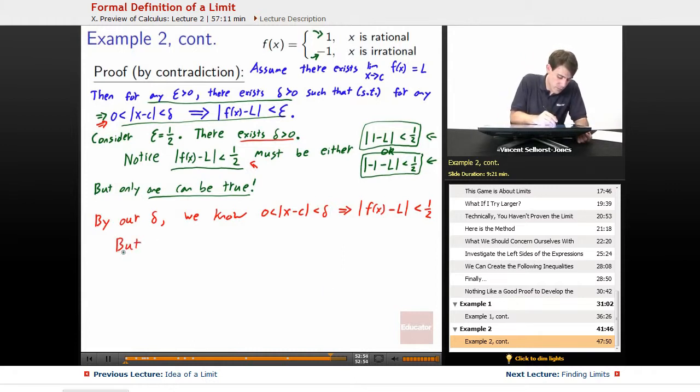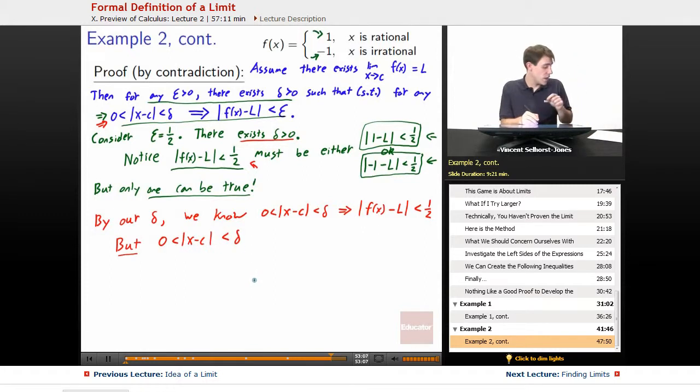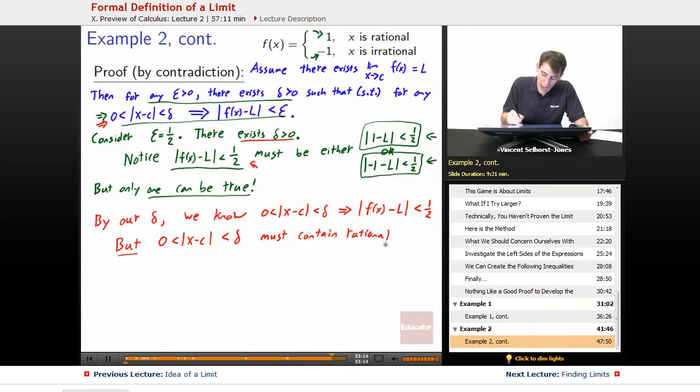But 0 is less than the absolute value of x minus c is less than delta. That is to say, x is within delta of c, must contain rational and irrational x, right? Since we know that delta has to be greater than 0, and our x is within delta of c, it's within some interval from c minus delta to c plus delta, right?